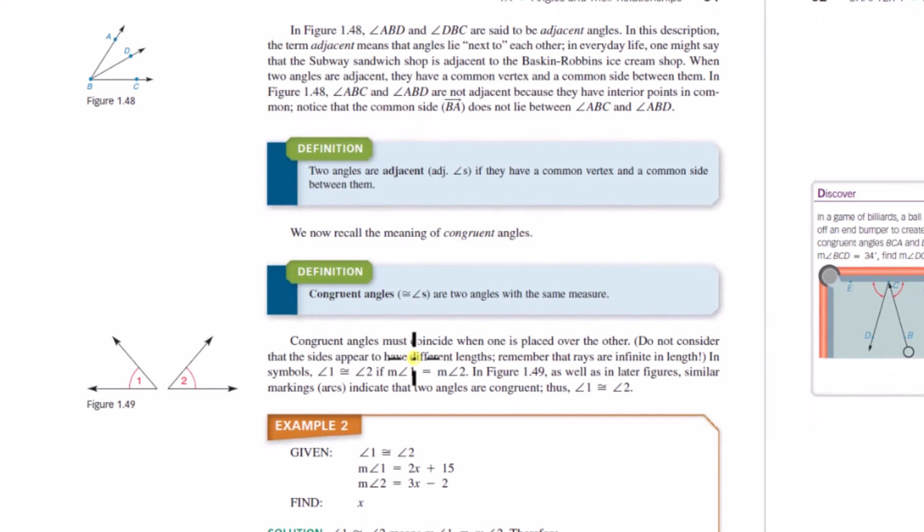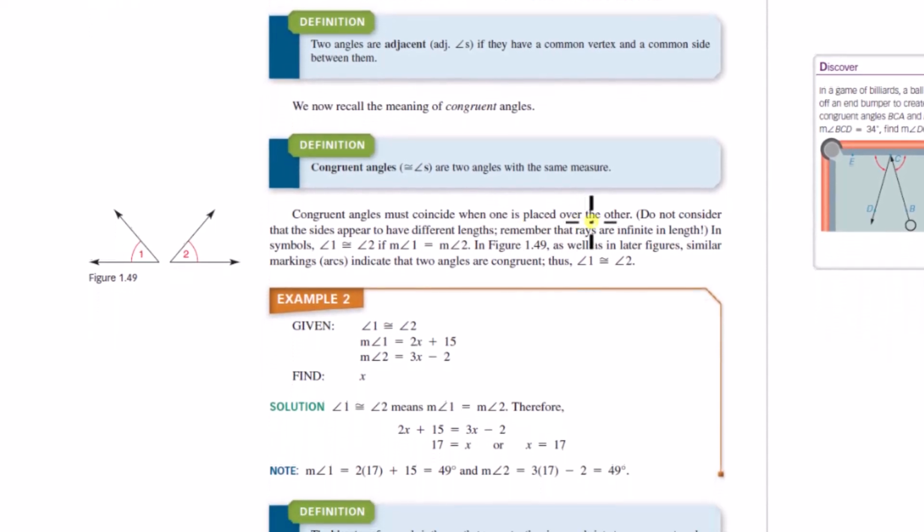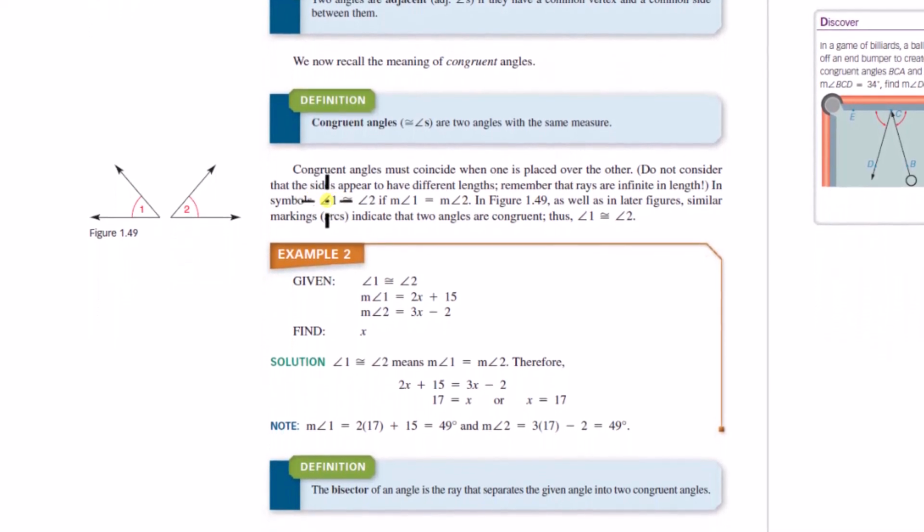Congruent angles must coincide when one is placed over the other. Do not consider that the sides appear to have different lengths. The lengths of the sides don't matter in the case of angles. You might say, well, why is that?